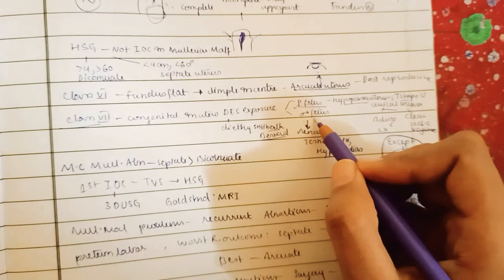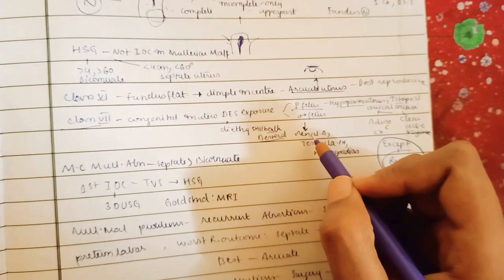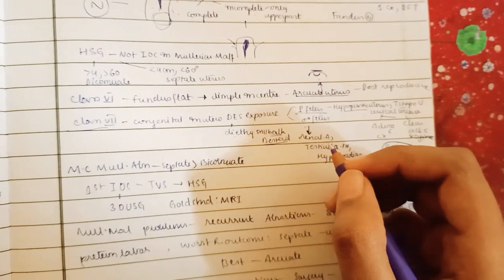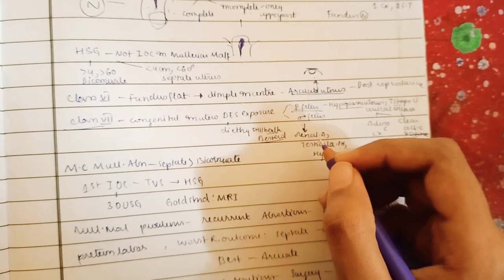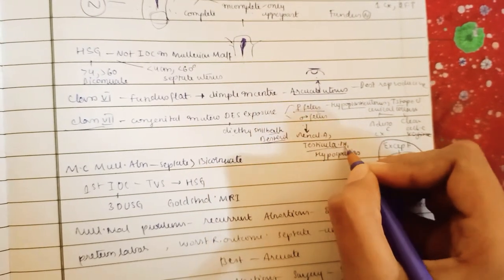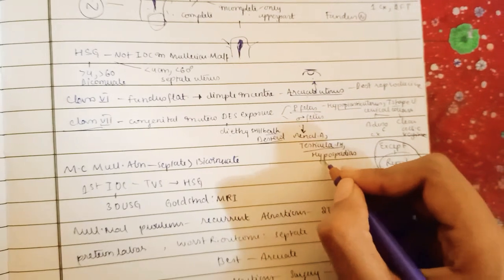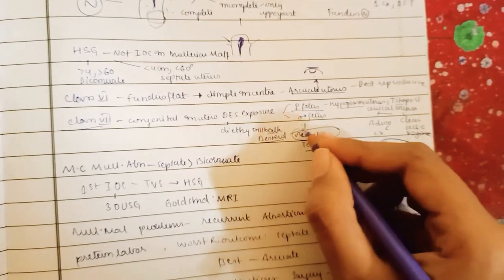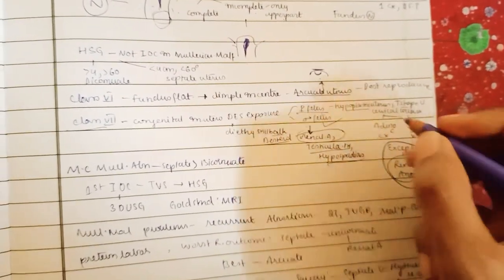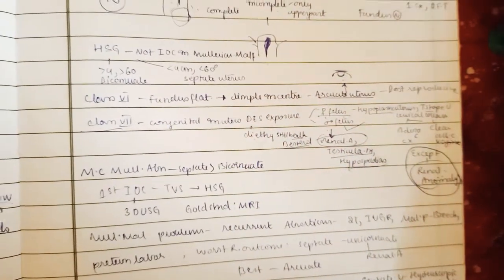So coming to the male fetus, male will have hypospadias, and also male will have cryptorchidism, and also there will be testicular hypoplasia, and this can lead to renal anomalies. So renal anomalies are present in the male fetus, but renal anomalies are not present in the female fetus.